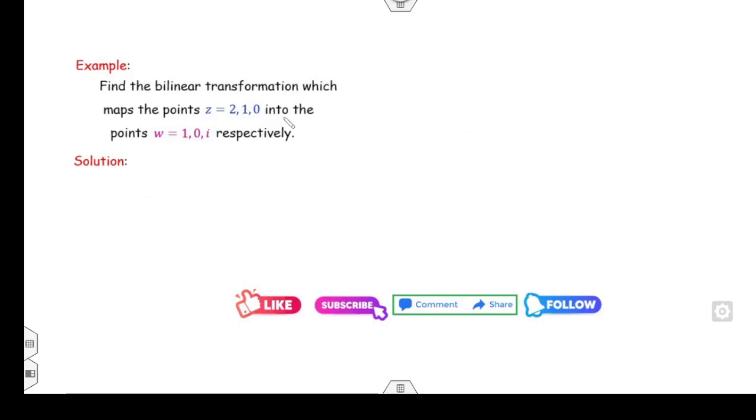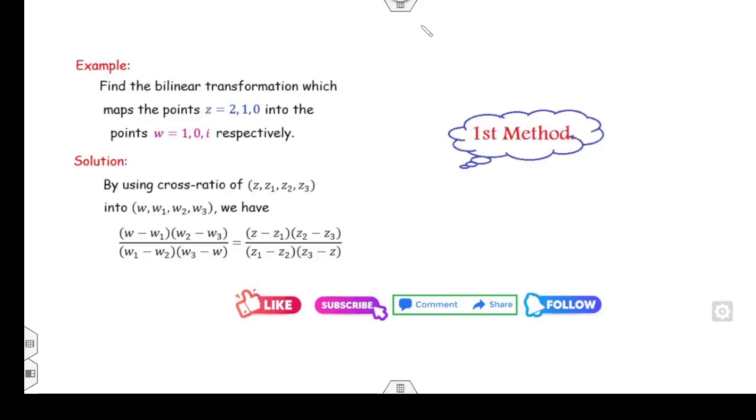Look at the second example. They all are finites, so I can start with this. Again, I will discuss the two methods. What is given to you? Z1 is 2, and the corresponding value of W1 is 1. Z2 is 1. Sorry, Z2 is 1. Fine.